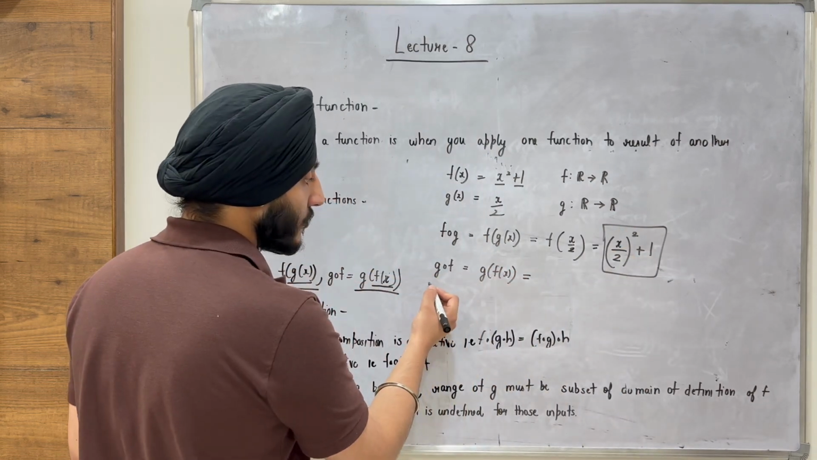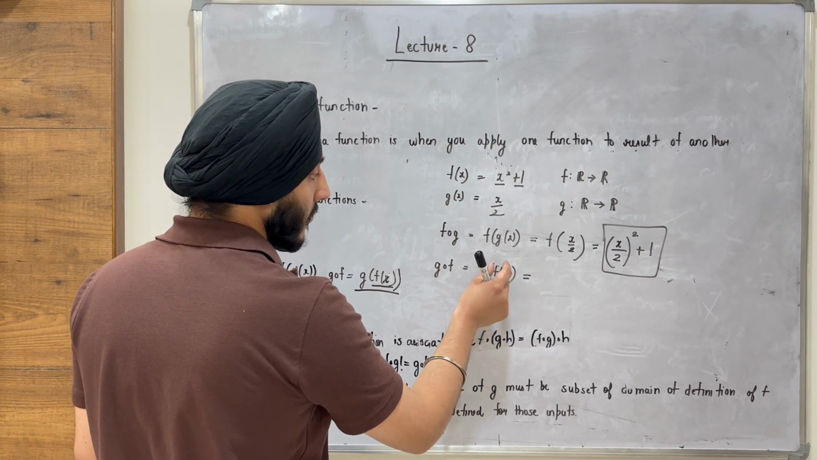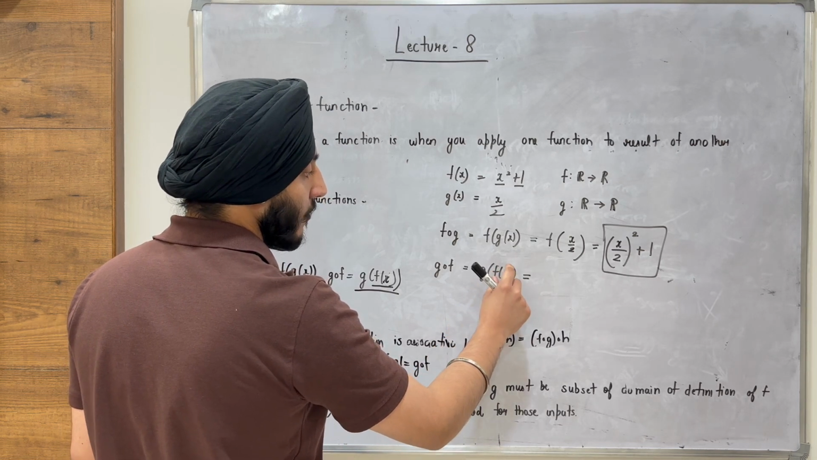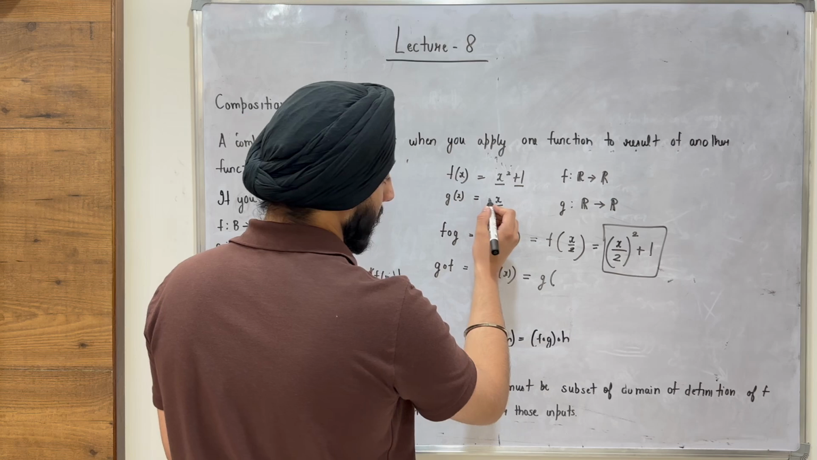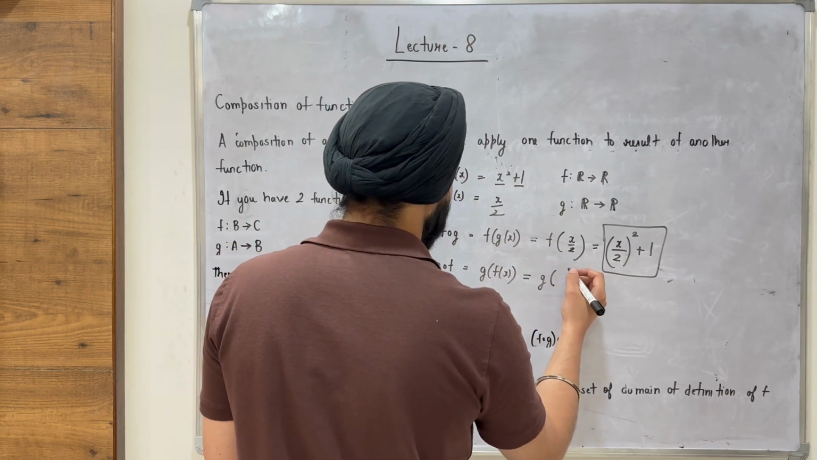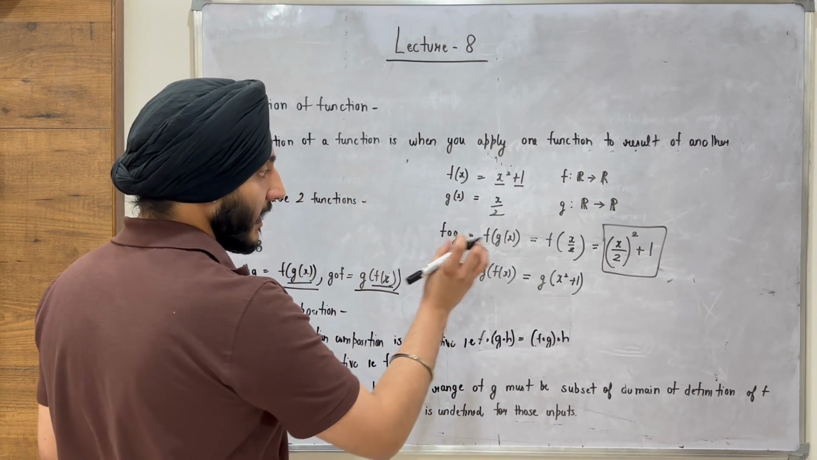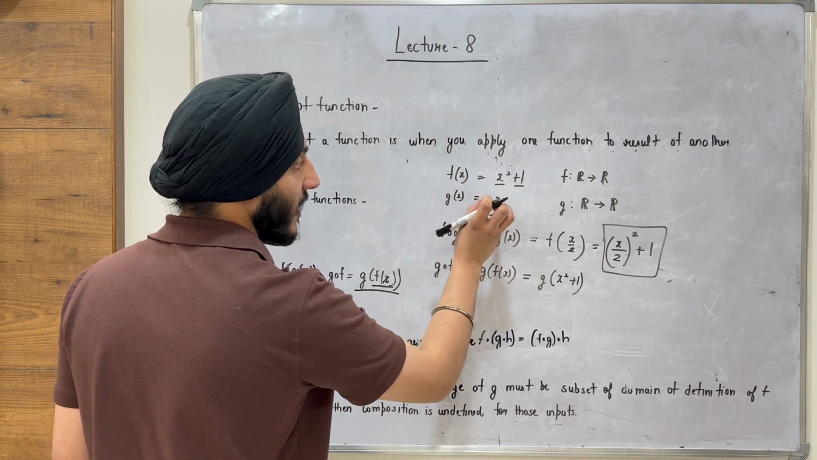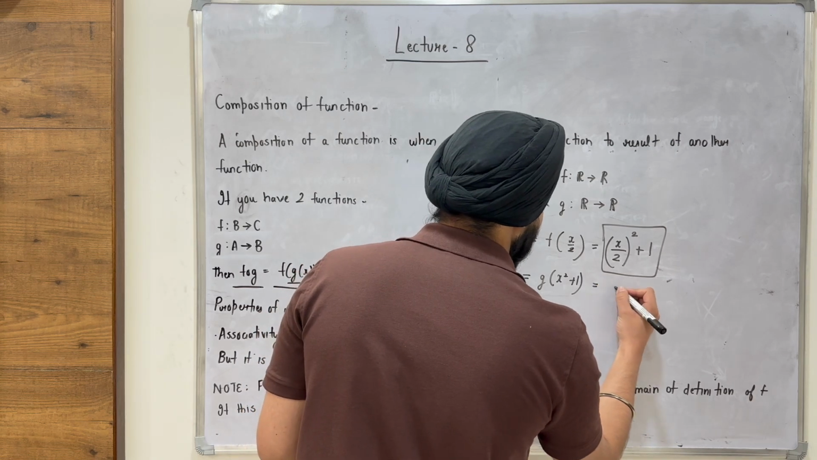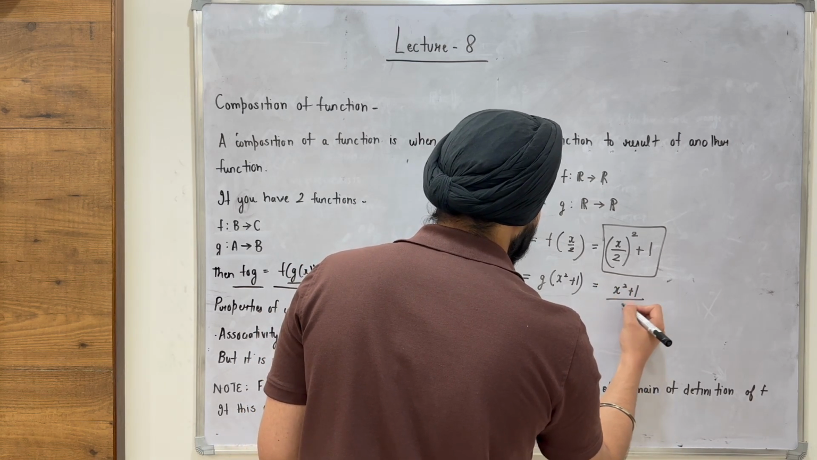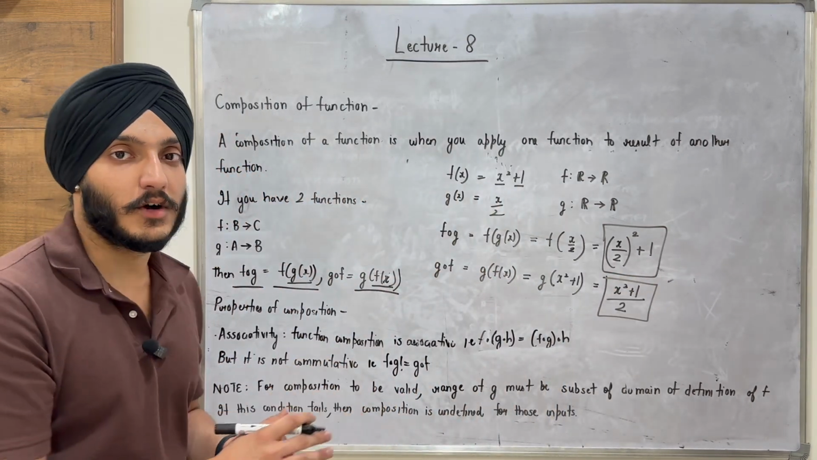Now let's try to understand what is going to be GOF, right? First of all, I input the value of f(x) into this function g. So I get g(x² + 1), right? If I input any value into this function g, it does the half of it. So when I input this value x² + 1, this is going to result in (x² + 1)/2, right? So I hope you were able to understand how the composition of a function works.